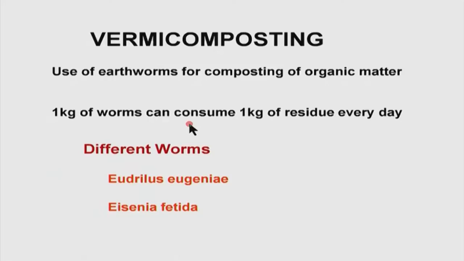Okay, for example, IIT Roorkee has mastered some of these systems for rotary drum composting, and many others are also working on that. Then the third one, which many of you are familiar with, especially in rural settings, is that people use earthworms. Instead of using bacteria, they use earthworms for composting of organic matter.